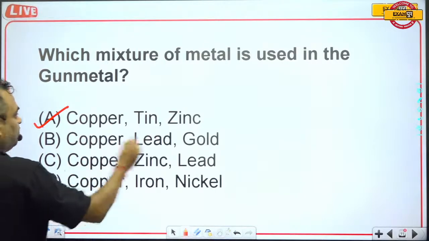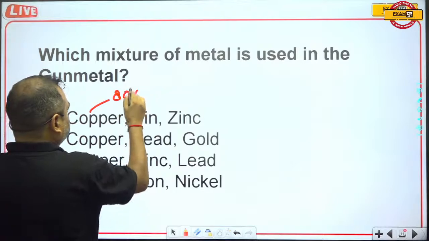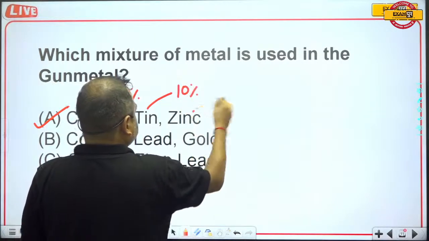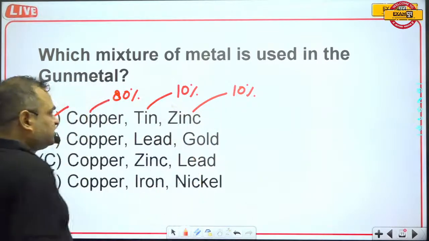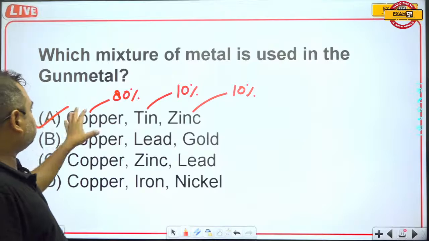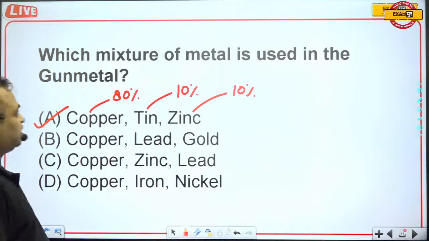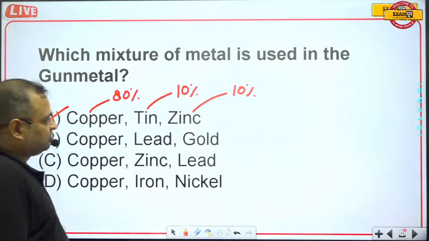is made from copper, tin and zinc. Actually, copper is taken as 80%, tin is 10% and zinc is also 10%. Okay, so the total mixture is 100%, and this mixture is actually known as gunmetal.